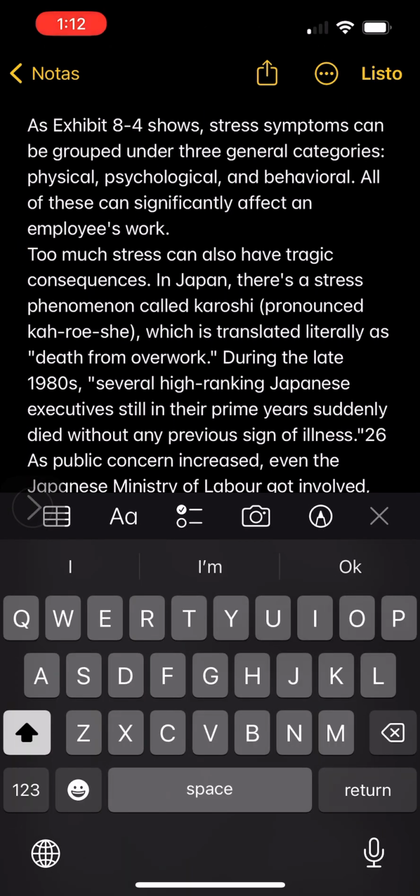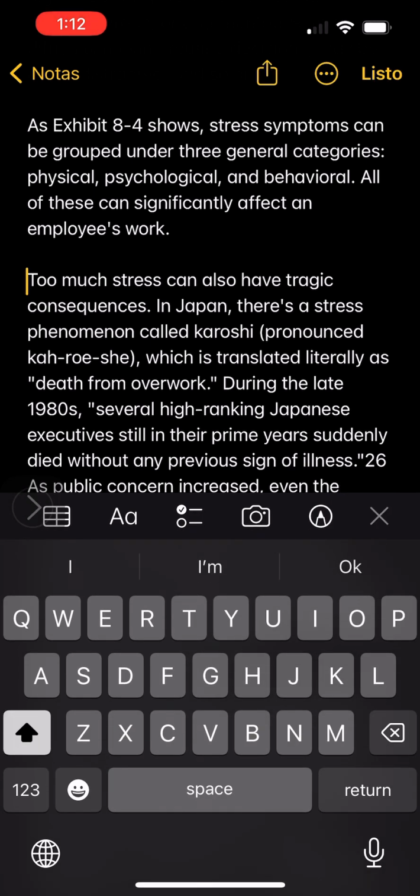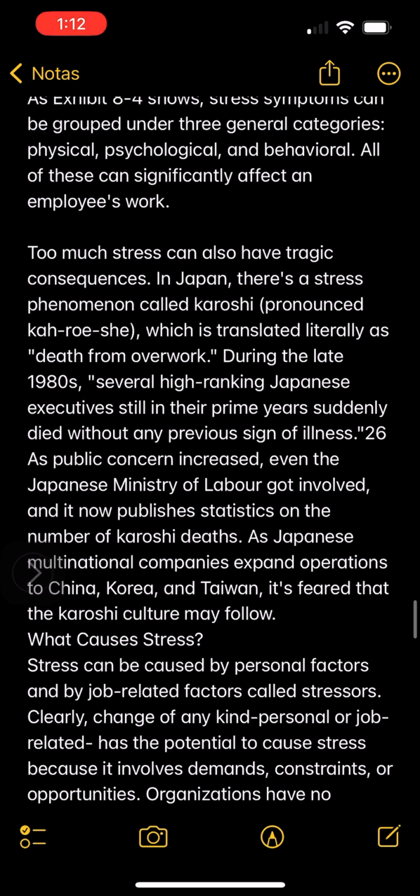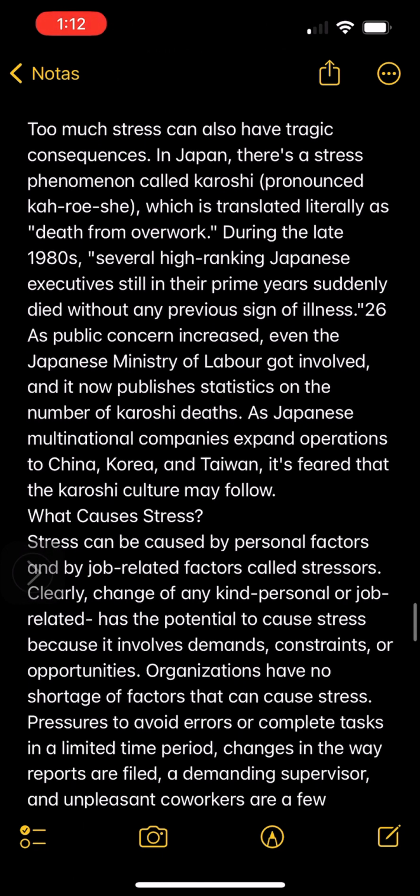As Exhibit 8-4 shows, stress symptoms can be grouped under three general categories: physical, psychological, and behavioral. All of these can significantly affect an employee's work. Too much stress can also have tragic consequences. In Japan, there's a stress phenomenon called karoshi, which is translated literally as death from overwork.